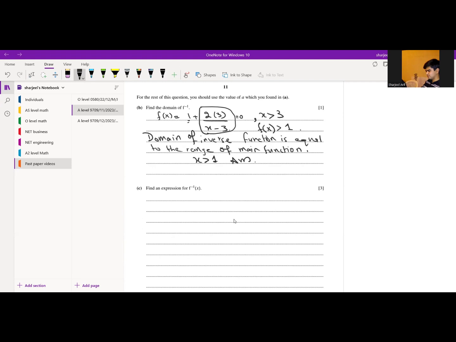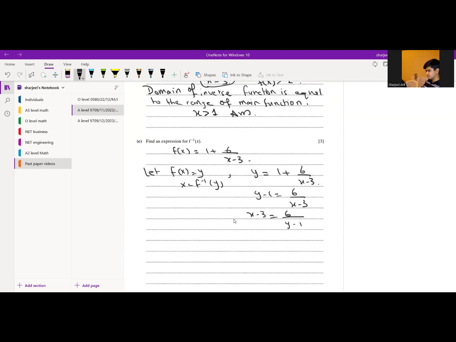For part C, we have to find the inverse of f(x). So we have f of x equals 1 plus 6 over x minus 3. Let's suppose f(x) equals y and x will be equal to f inverse of y. Then this expression should be equal to y as well. You will get y minus 1 equals 6 over x minus 3. x minus 3 will be equal to 6 over y minus 1. And x will be equal to 3 plus 6 over y minus 1. Just replace x with f inverse of y, and f inverse of x will be equal to 3 plus 6 over x minus 1. That would be our answer.